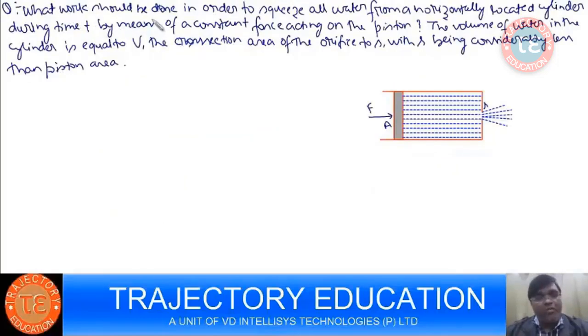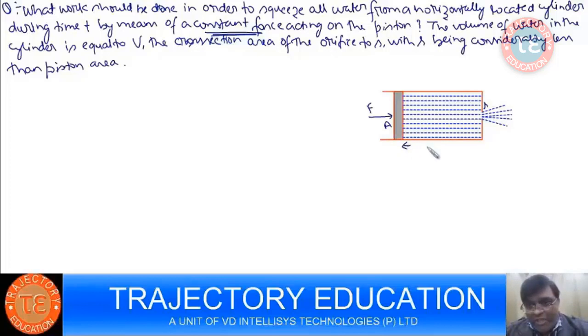See this question. What work should be done in order to squeeze all water from a horizontally located cylinder during time t by means of a constant force? This is a constant force acting on the piston. The volume of water in the cylinder is V. The cross-section area of the orifice is s, the smallest, being considerably less than the piston area.